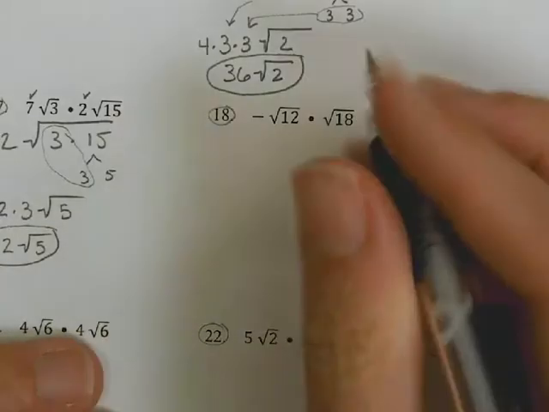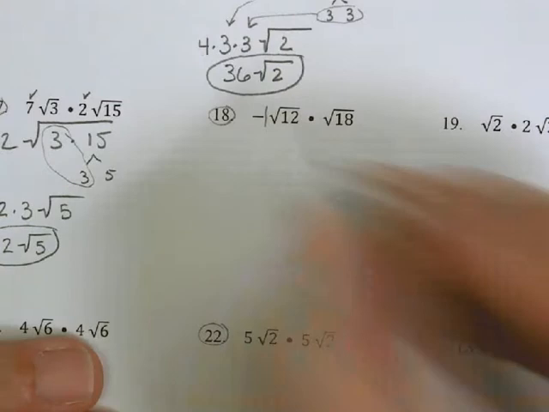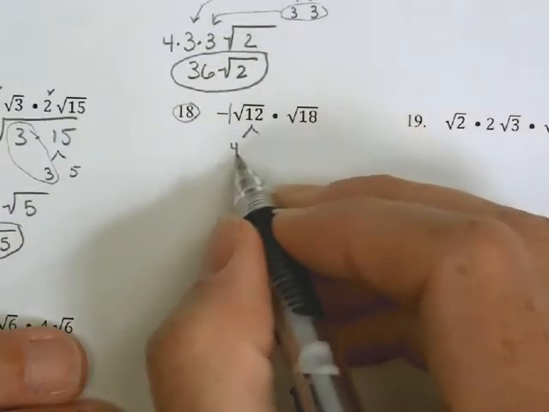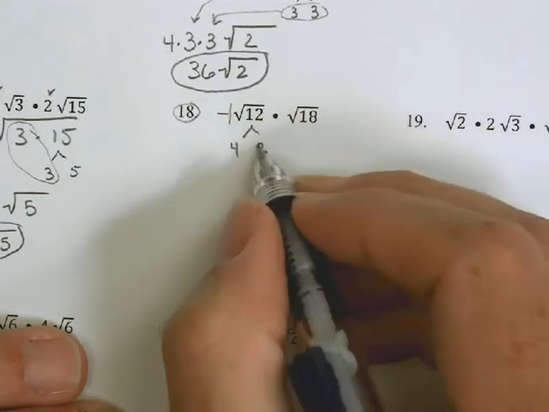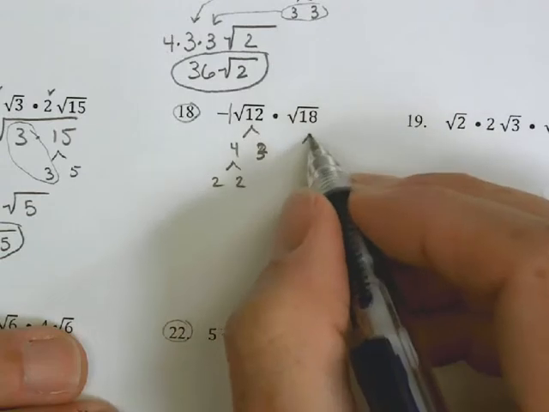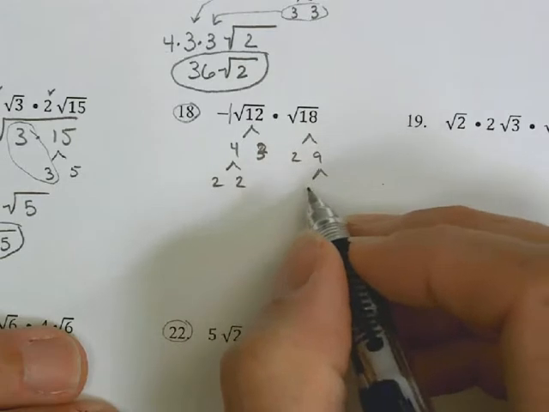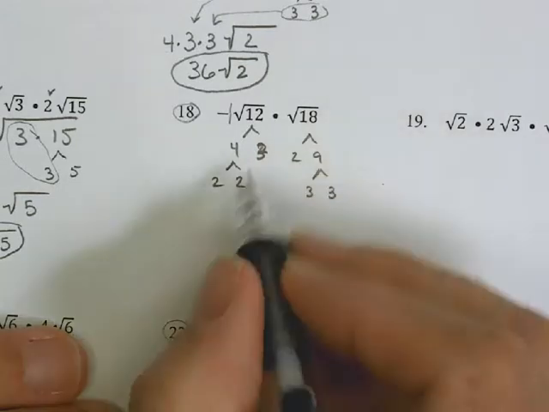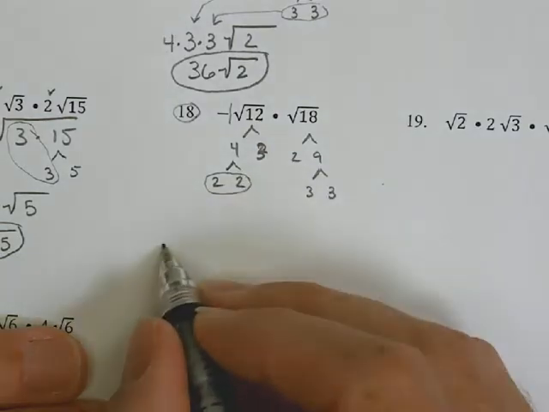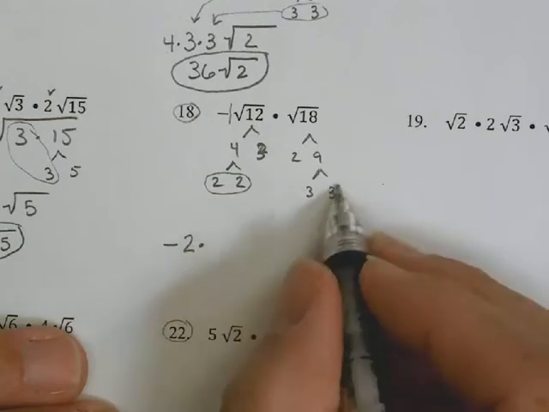So that's number 17. On number 18, I have this negative here, so let's keep in mind we have a negative, almost like a negative 1 on the outside of number 18. I can break apart the 12 into a 4 and a 3, and the 4 becomes a 2 and a 2. The 18 can become a 2 and a 9, and the 9 can become a 3 and a 3. And look for those little partners, pairs of 2's. There's a pair of 2's, so I can put that outside the radical. Keeping my negative here, I have a negative with a 2.